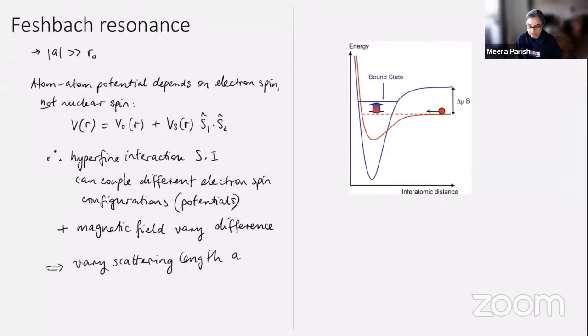Okay. So that's all I really wanted to say about this point: this is the basic idea of how you can tune a bound state into resonance and vary A. I don't know if anyone had any questions about that. I would suggest there are lots of nice review papers you can look up about this, but are there any questions at this point?